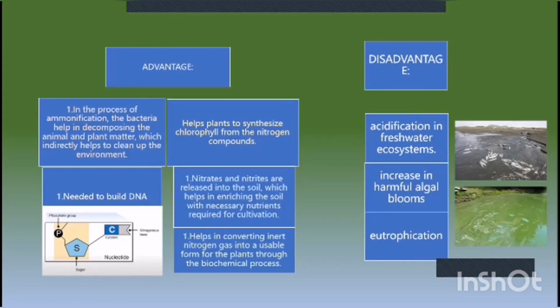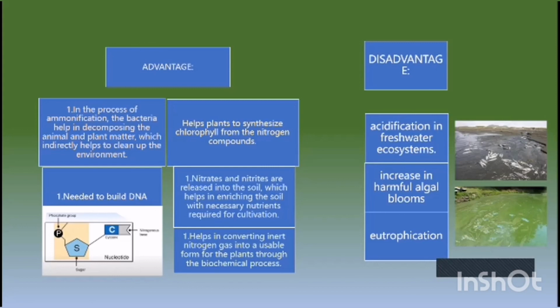So hopefully we'll understand more about the nitrogen cycle through that video. So move on to the advantages and disadvantages of the nitrogen cycle. For advantages, in the process of ammonification, the bacteria help in decomposing the animal and plant matter, which indirectly helps to clean up the environment.